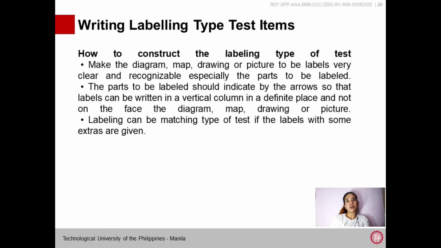So how do we construct labeling type of test? First, make the diagram, map, drawing or picture to be labeled very clear and recognizable, especially the parts to be labeled. Second, the parts to be labeled should be indicated by arrows so that the labels can be written in a vertical column in a definite place and not on the face of the diagram, map, drawing or picture. And labeling can be a matching type of test if the labels with some extras are given. So in labeling type of test, there are excess words.